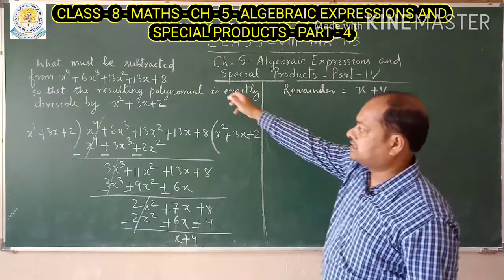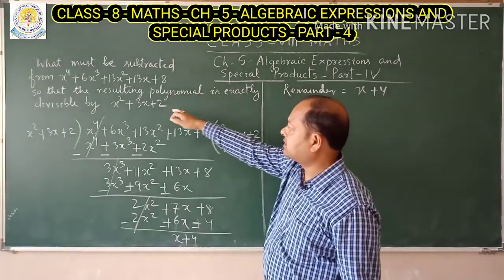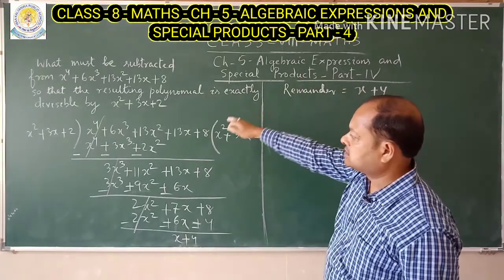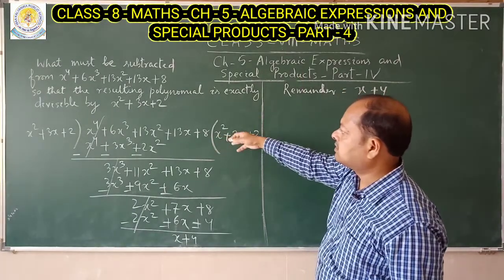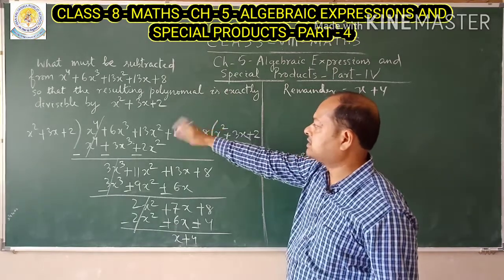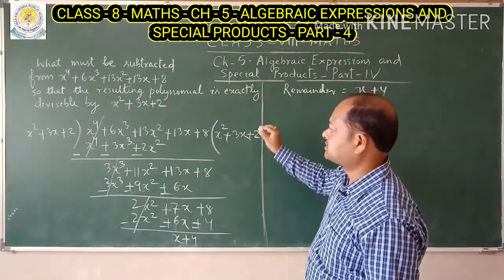So the question is asking what must be subtracted. If you subtract this remainder x plus 4 from this dividend, the resulting polynomial is exactly divisible by this divisor x square plus 3x plus 2.